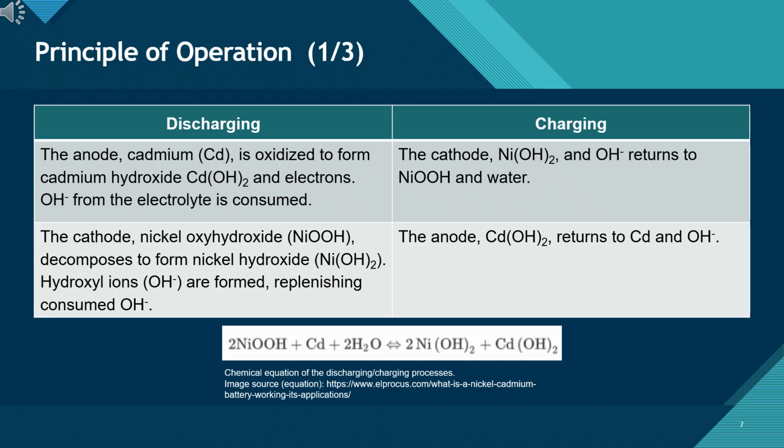The chemical reaction at the bottom ties everything together. 2 NiOH plus Cd plus 2H2O, double arrow, 2 NiOH2 plus CdOH2. The double arrow shows that the reaction is reversible, which is what makes the NiCd battery rechargeable. Key takeaway: NiCd batteries rely on a reversible exchange between nickel and cadmium compounds, with the electrolyte, KOH plus H2O, serving as the medium but not being consumed. That's why NiCd cells can go through thousands of charge/discharge cycles.